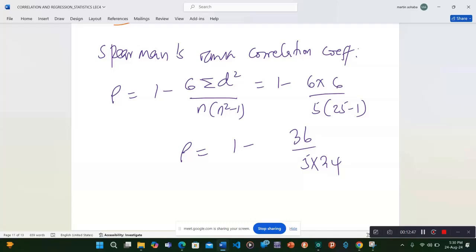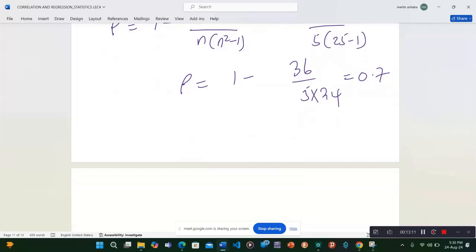So 1 minus answer, 24 divided by 5. Okay, should be 120. So 36 divided by 120, you get that. So 1 minus 0.3, you get 0.7. So there is a moderate linear relationship. So moderate. Though you can say it is moderate or substantial.